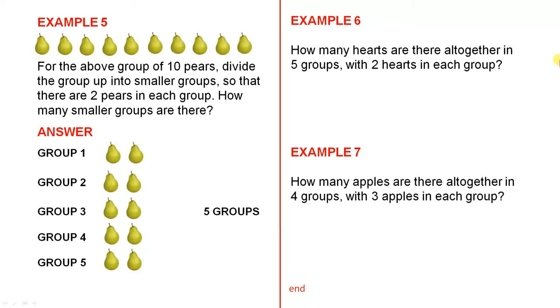How many hearts are there altogether in 5 groups with 2 hearts in each group? So they won't have too much trouble when you guide them through that. And example 7, how many apples are there altogether in 4 groups with 3 apples in each group?